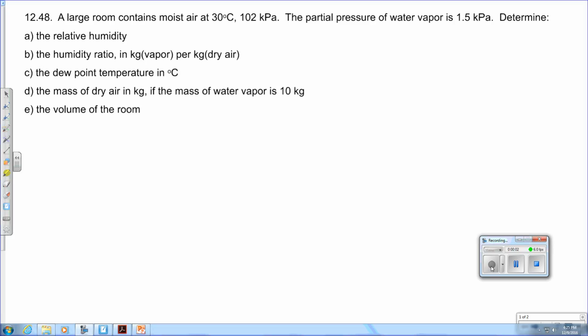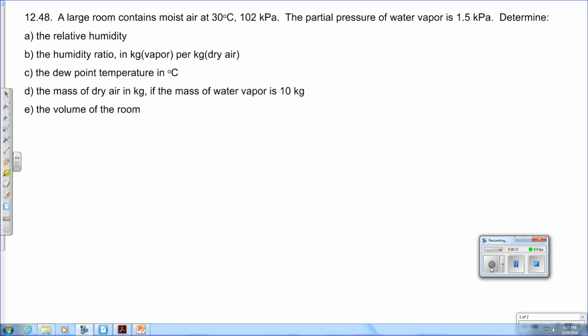So here's a problem from chapter 12 that just says a large room contains moist air at 30 degrees C and 102 kilopascals. So essentially atmospheric pressure. The partial pressure of water vapor is 1.5 kilopascals, and we need to determine the following: A, relative humidity, B, the humidity ratio, which your book uses the words humidity ratio, and by that they mean the absolute or specific humidity.